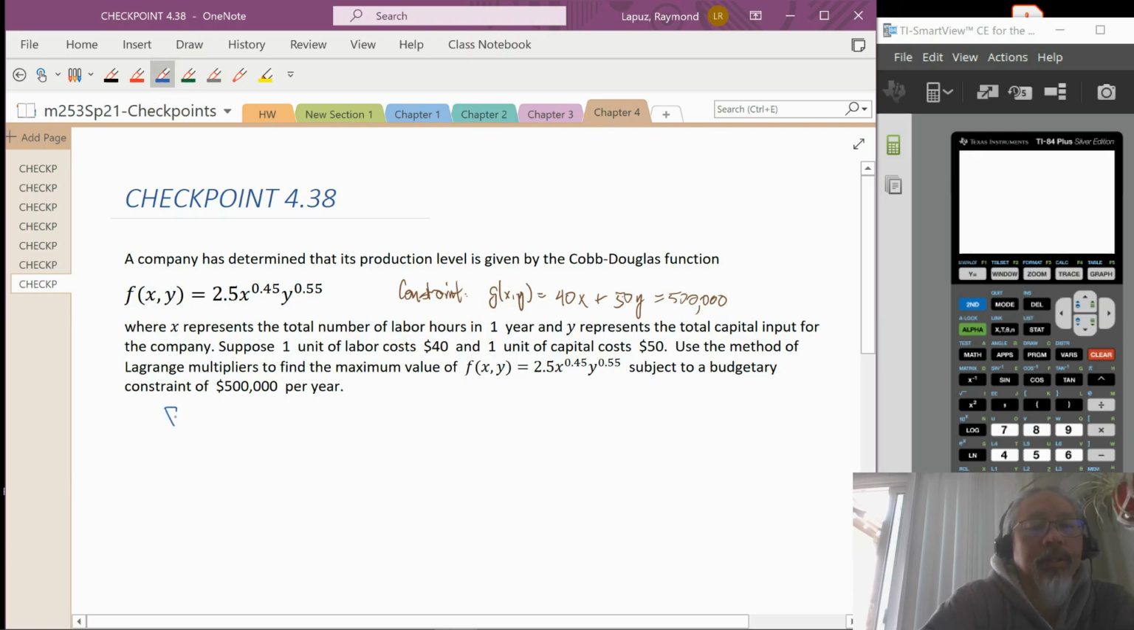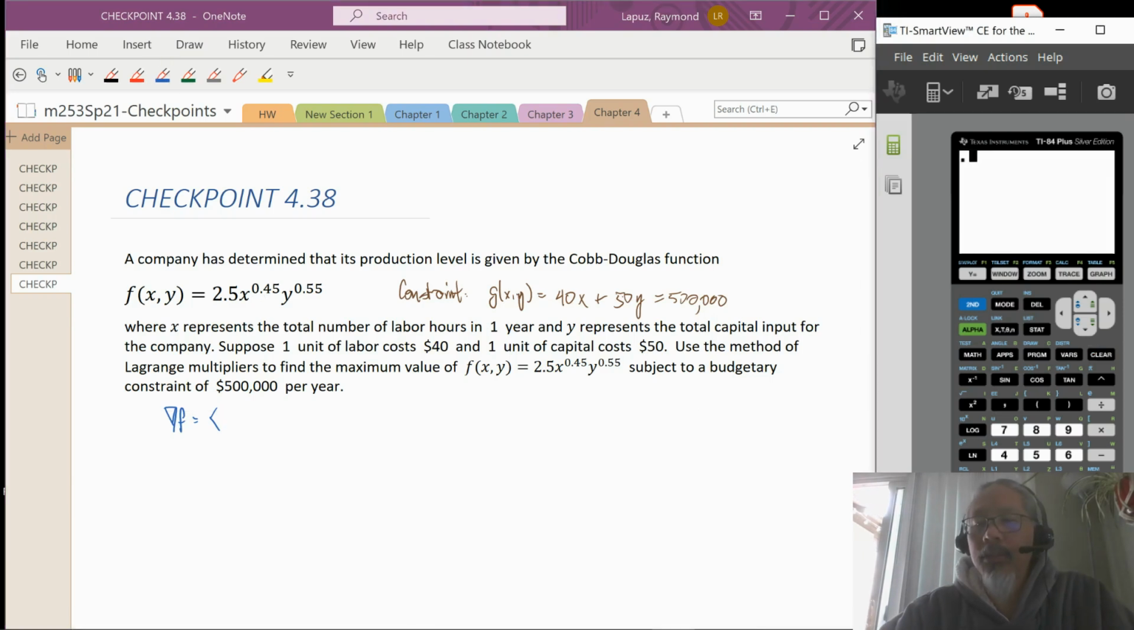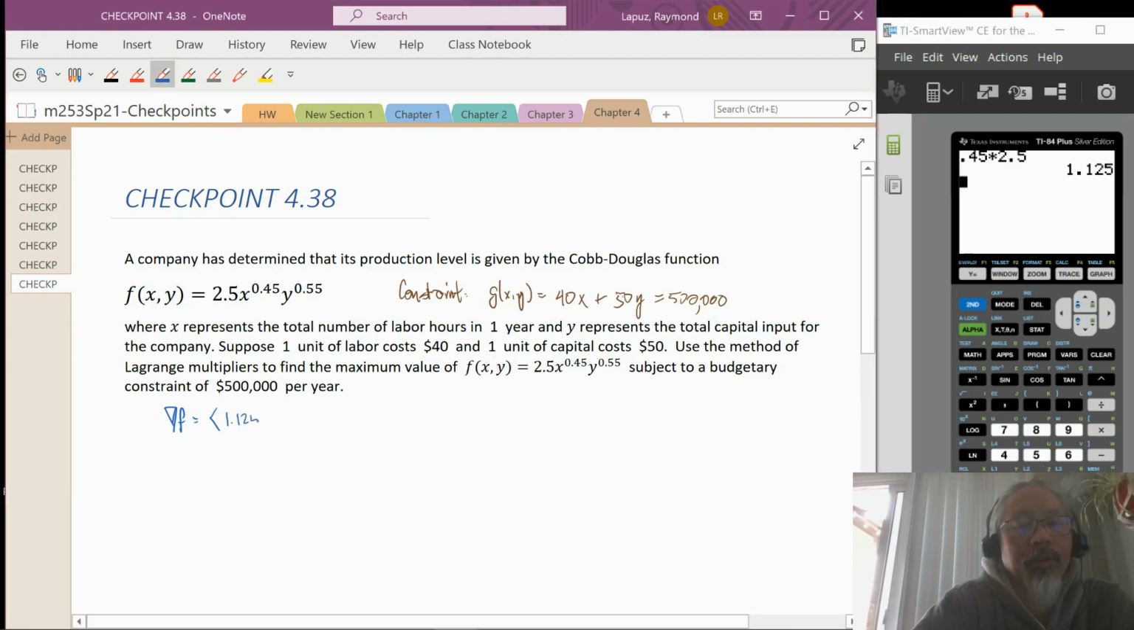We're going to need to figure out our gradient. With respect to x, it's going to be 0.45 times 2.5, which is 1.125, and we'll have x to the, subtract 1 from the power, negative 0.55, and y raised to the 0.55 power.